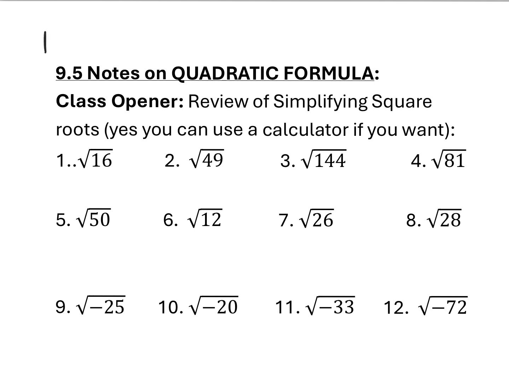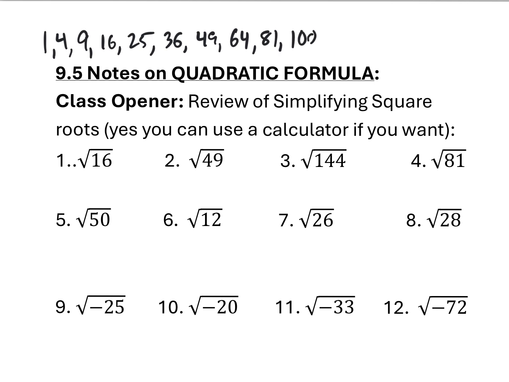1 times itself is 1. 2 times 2 is 4. 3 times 3 is 9. 4 times 4 is 16. 5 times 5 is 25. 6 times 6 is 36. 7 times 7, 49. 8 times 8, 64. 9 times 9, 81. 10 times 10 is 100. 11 times 11 is 121. 12 times 12 is 144. And it continues forever.